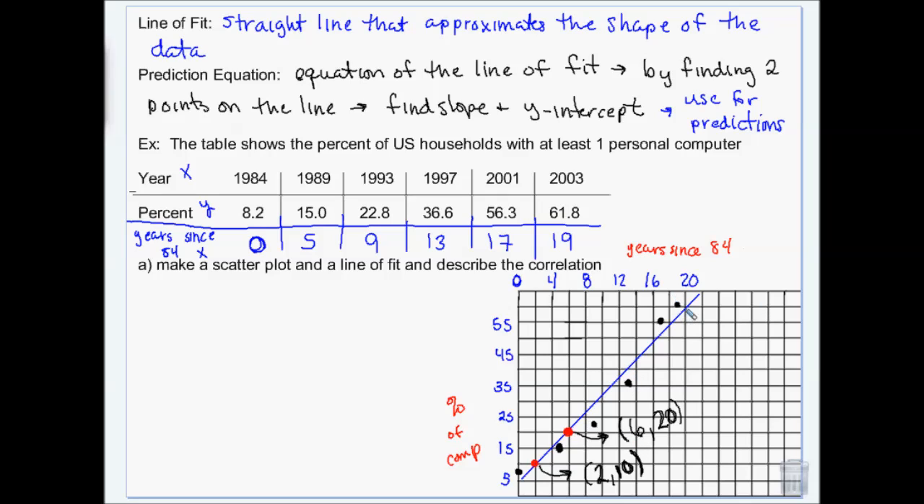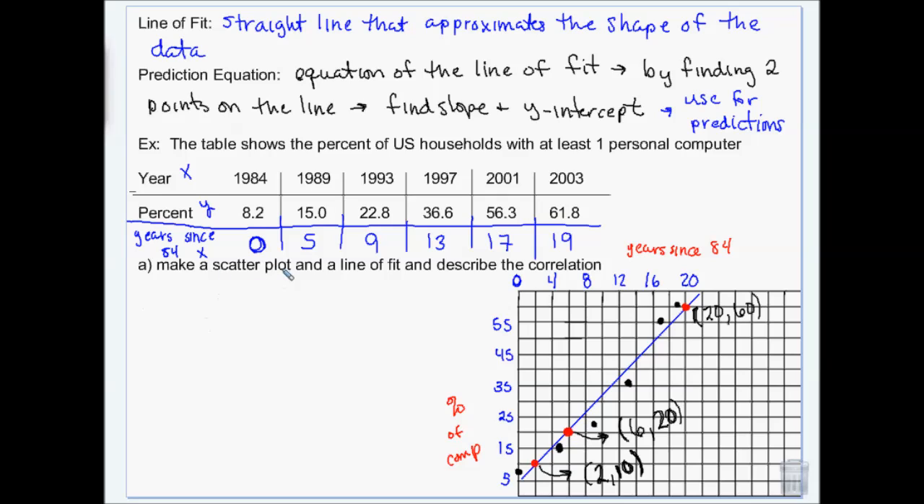Although those points are kind of close together, so I might actually come out here and do 20 years, 60%. So I get a further spread. It's a matter of opinion. I could have done any number of points along the way. So if I do 2, 10 and 20, 60, let's say, I'm going to first find my slope.